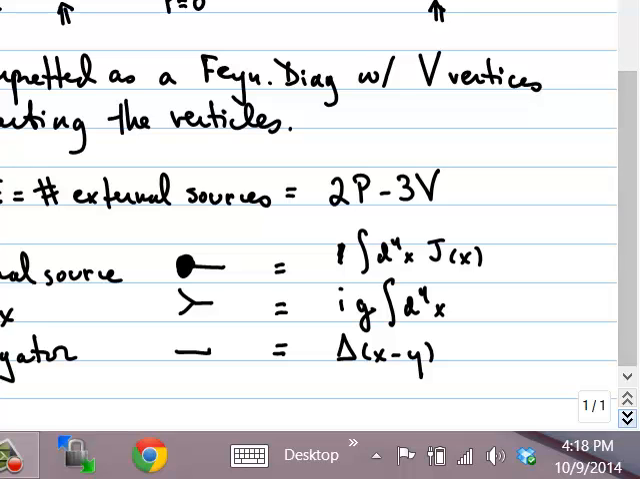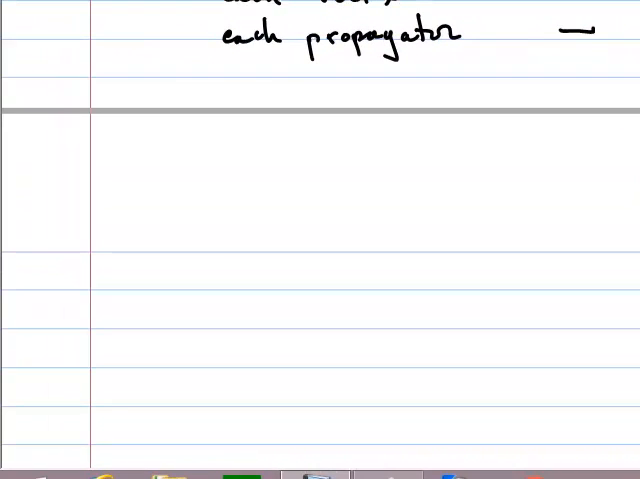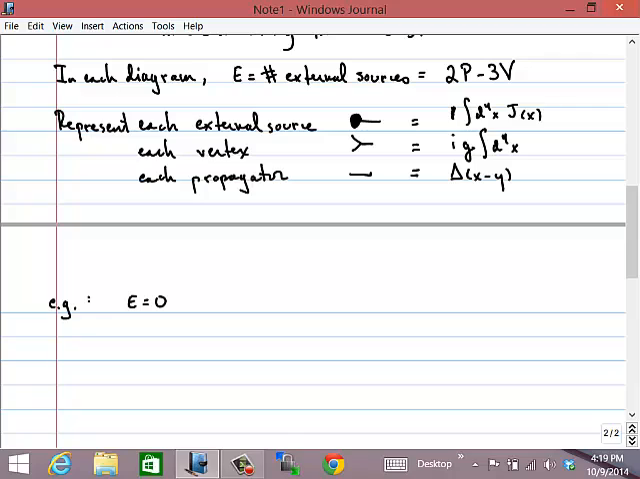Okay, so let's just go ahead and write down what some of these Feynman diagrams look like. So, for example, let's start by looking at the Feynman diagrams which have no external sources. So these would just be so-called vacuum diagrams or bubble diagrams.